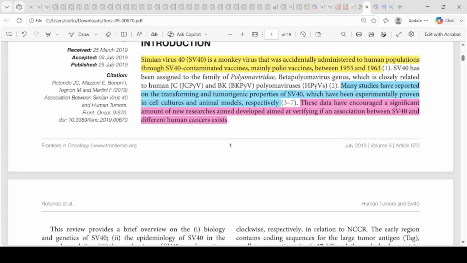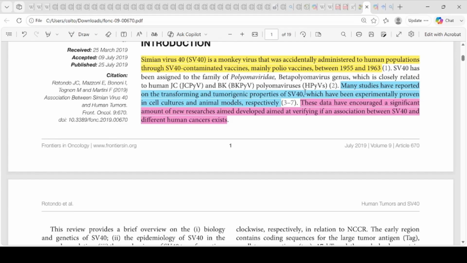All right? And then they say, and they're going to talk about some of this later, but many studies have reported on the transforming and tumorigenic properties of Simian virus 40, that's SV40, which have been experimentally proven in cell cultures and animal models, respectively. So when they say transforming, they're referring to transforming of normal cells into cancer cells. Basically, that's synonymous with tumorigenic.